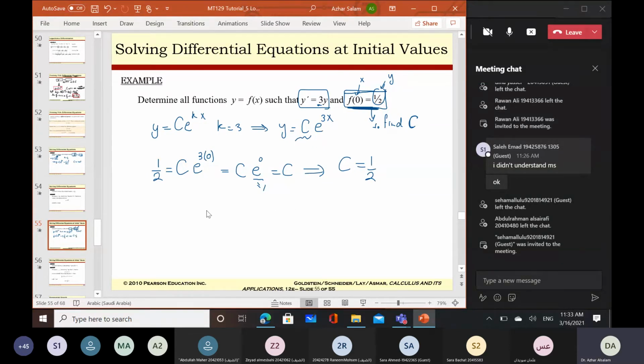حصلت على قيمة الثابت C. So here I have a particular solution which is y equal to C, which is a half multiplied by e to the power 3x. حصلنا على حل محدد لهذه الدالة لأن عندي هنا قيمة ساعدتني في إيجاد قيمة الثابت C. Okay, this is the result.